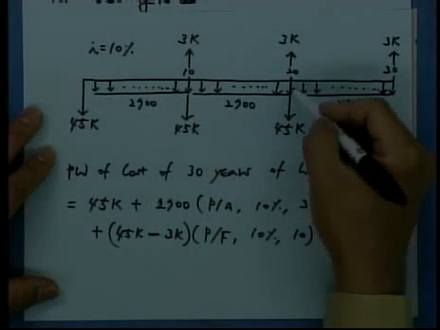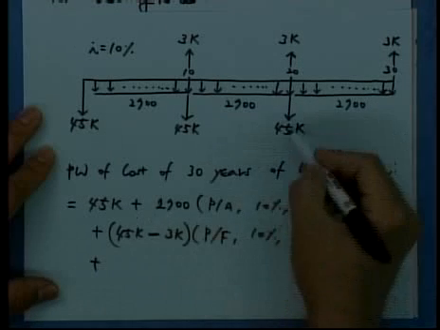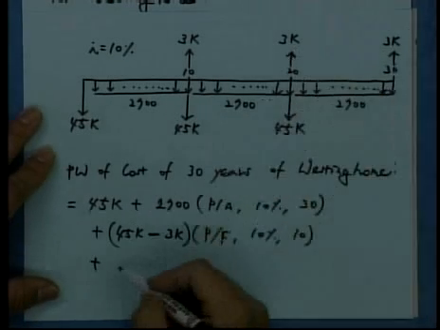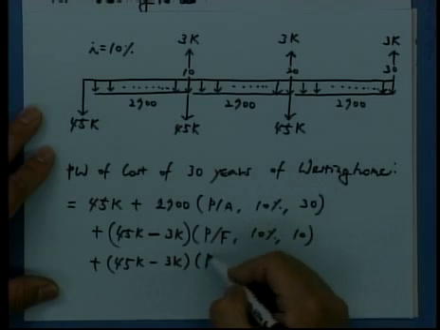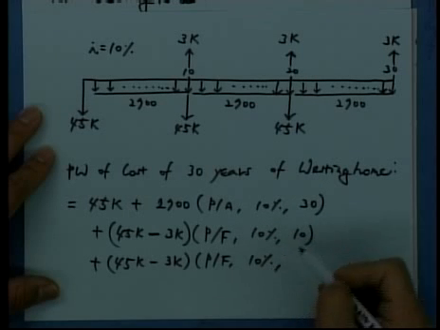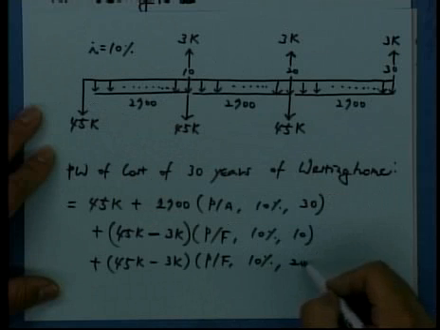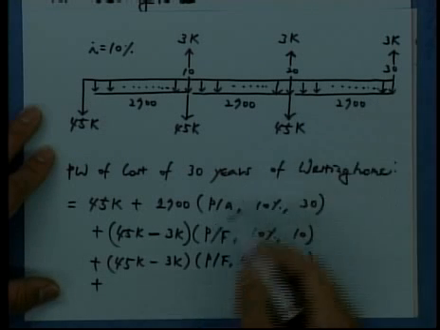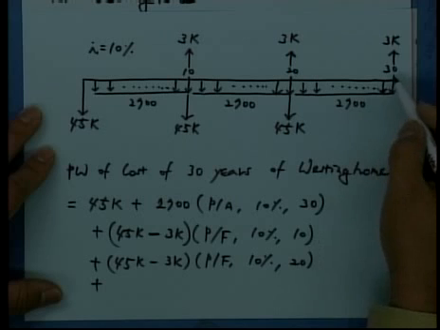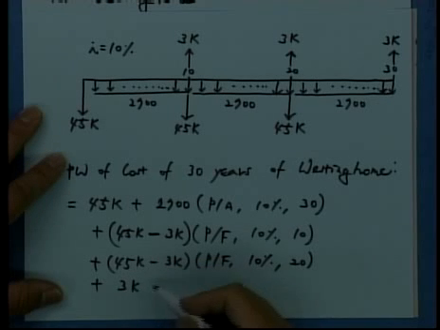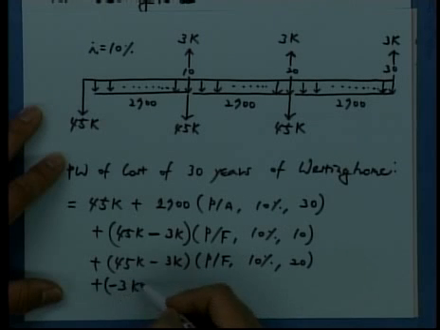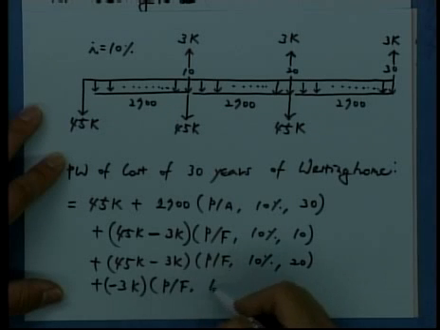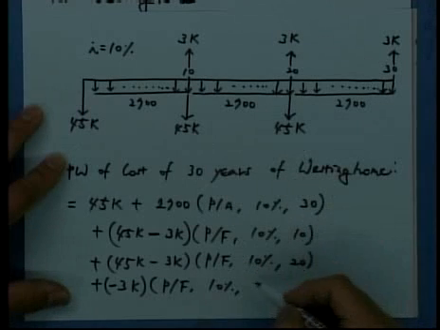In a similar way, at the end of period 20, 45,000 minus 3,000, and then P given F 10% over 20 periods, right? Plus the last one. At the end of period 30, 3,000, or you gotta put a negative sign here, right? Because that's the service value. Negative 3,000, P given F 10% over 30 periods.